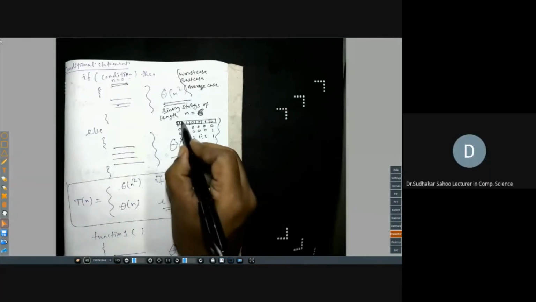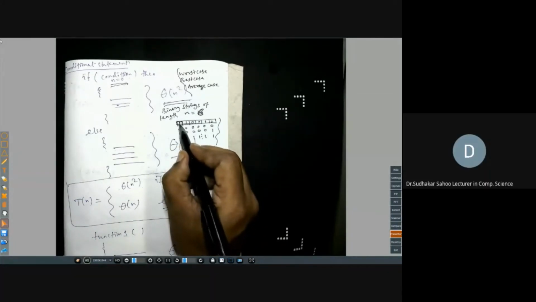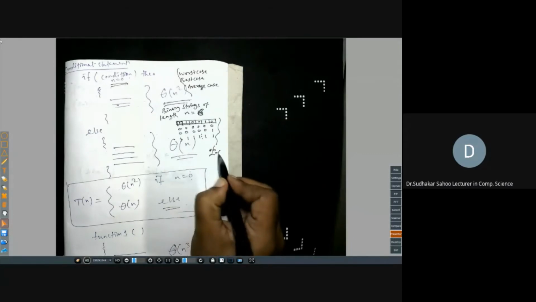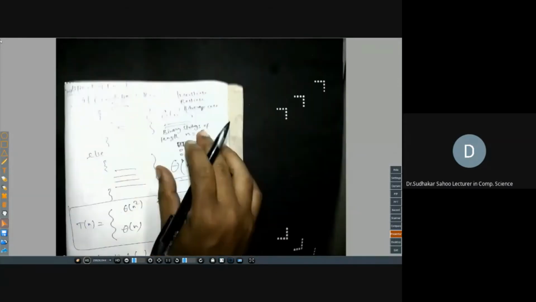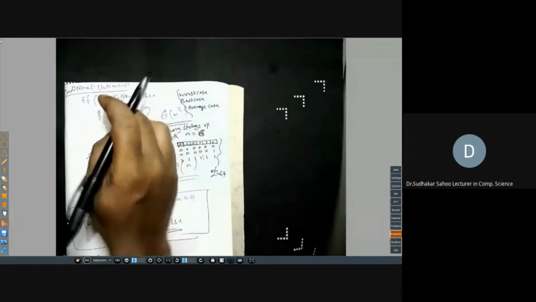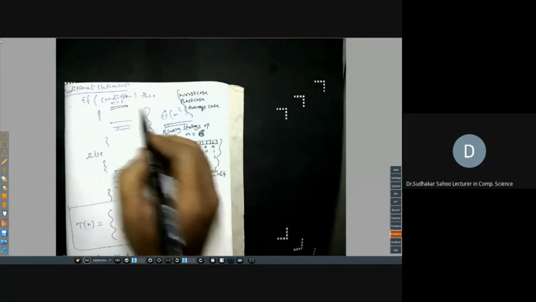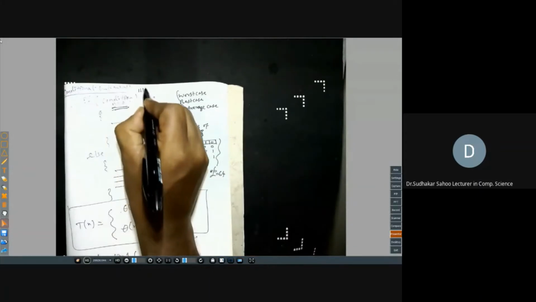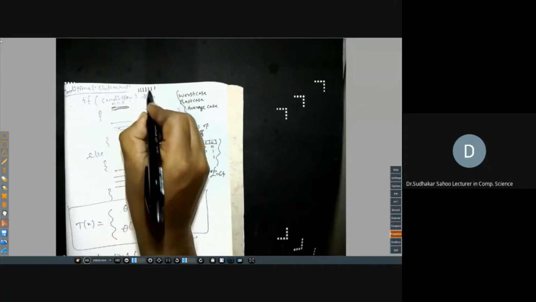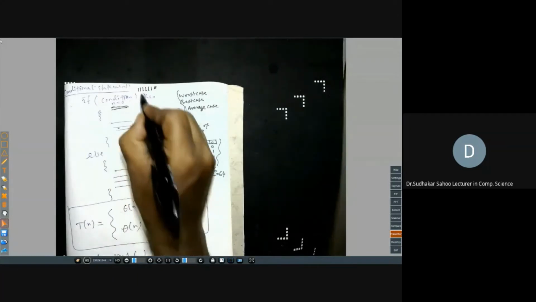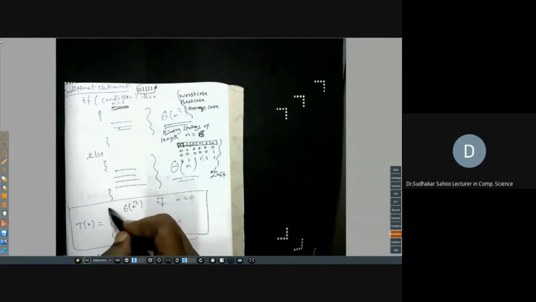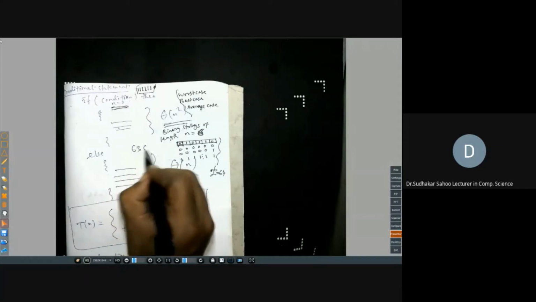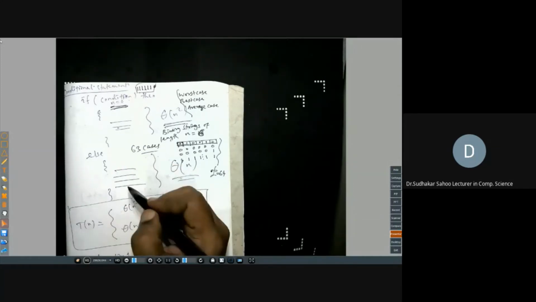In every cell I can use either 0 or 1. So in total 2 to the power 6, that is 64 binary strings, are possible. Suppose these 64 binary strings you are passing to an algorithm, and out of these 64, the if condition is true only when all six bits are 1. When all are 1, this part is executed. In all other 63 cases, the else part is executed.